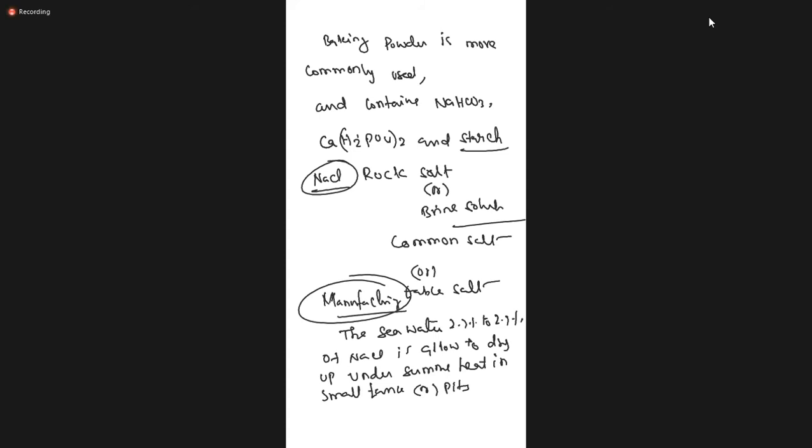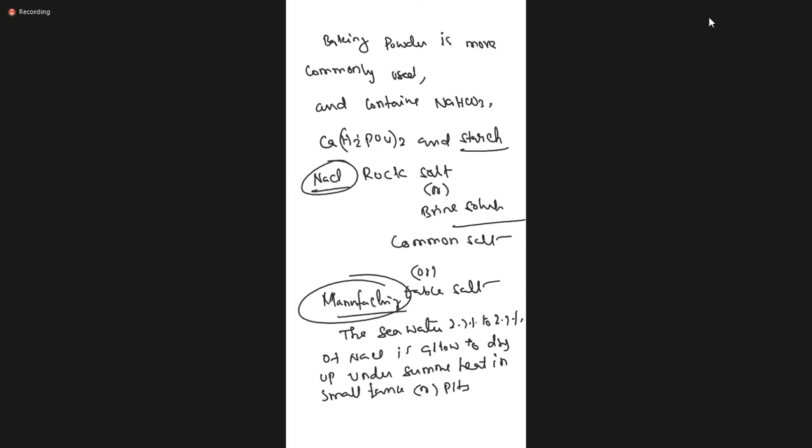Is it clear? NaCl is neither deliquescent nor hygroscopic. Hygroscopic nature, please note, this is most important. NaCl is neither deliquescent nor hygroscopic, but it is moistened due to the presence of impurities like CaCl2 and MgCl2, calcium chloride and magnesium chloride. Those points you need to remember.